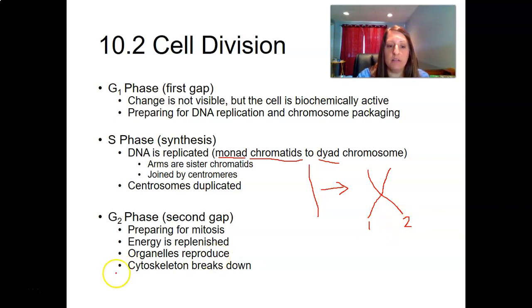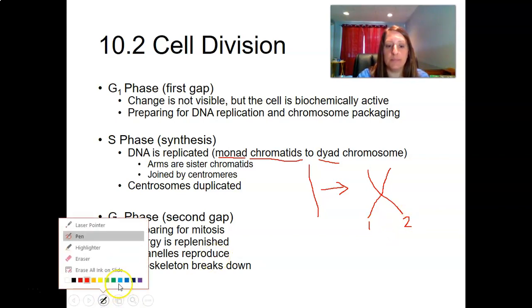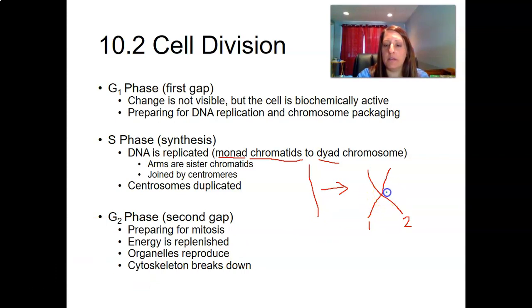These arms are held together right here in the middle, see where they're connected? There's going to be proteins in there, which are going to hold the two arms together in the middle. And that cinched region is called the centromere. That's the region of the dyad chromosome where the two sister chromatids are held together. We say by the end of S phase that all of the genetic material has been copied.